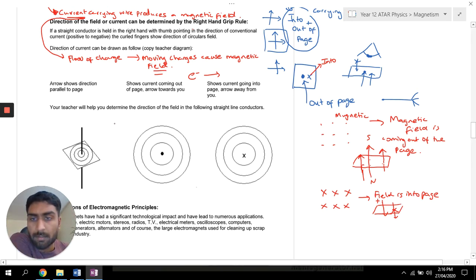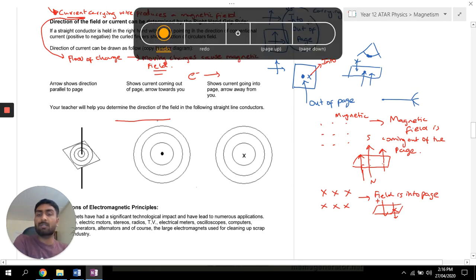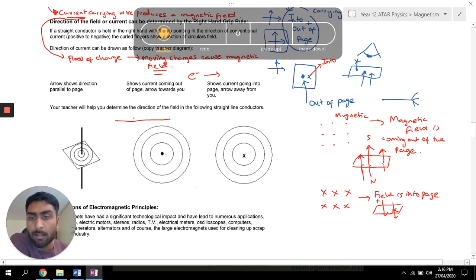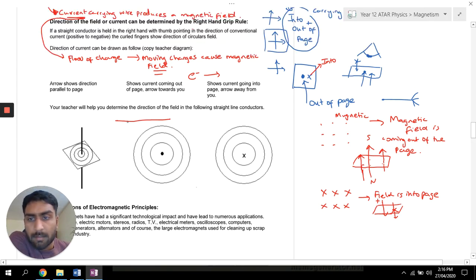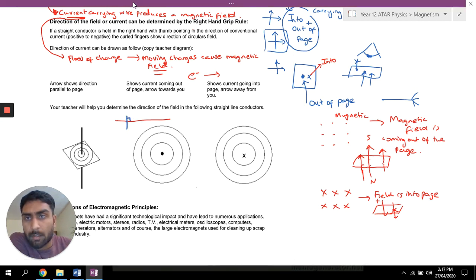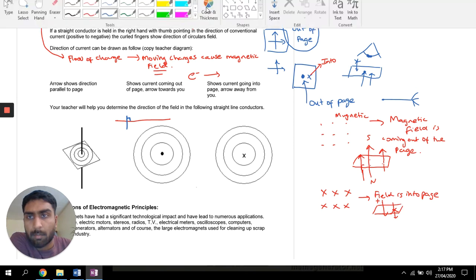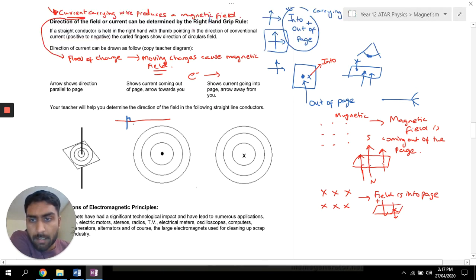When we do this, it turns out that for the current-carrying wire, if the wire is going horizontally, then the magnetic field is at 90 degrees to that, and it's circular.